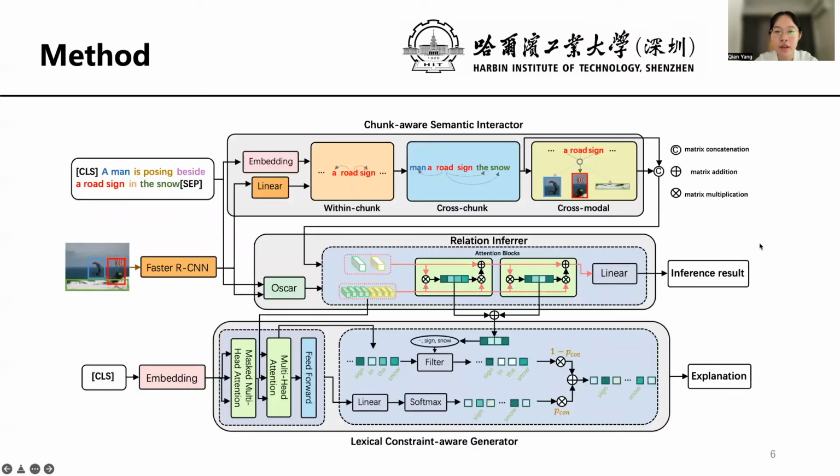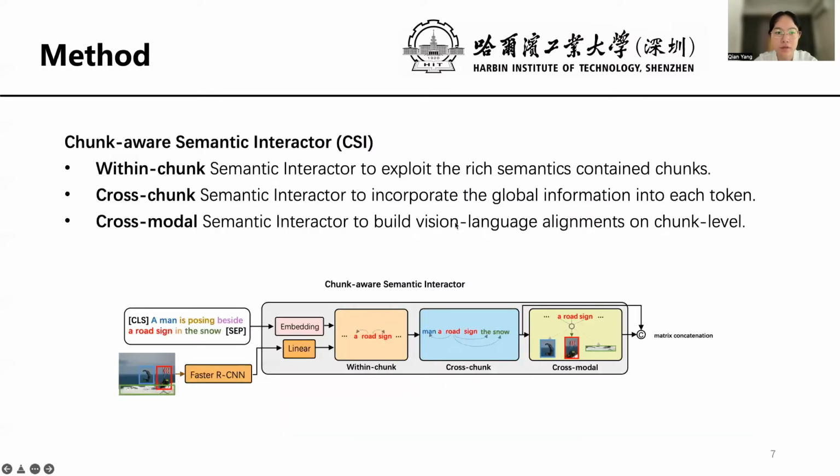And here is the overall architecture of our method. First is the chunk-aware semantic interactor. It contains three interactors of different levels to capture different semantics. The within-chunk semantic interactor exploits the rich semantics contained in chunks. The cross-chunk semantic interactor incorporates the global information into each token. And then the cross-model semantic interactor builds vision language alignment on the chunk level.